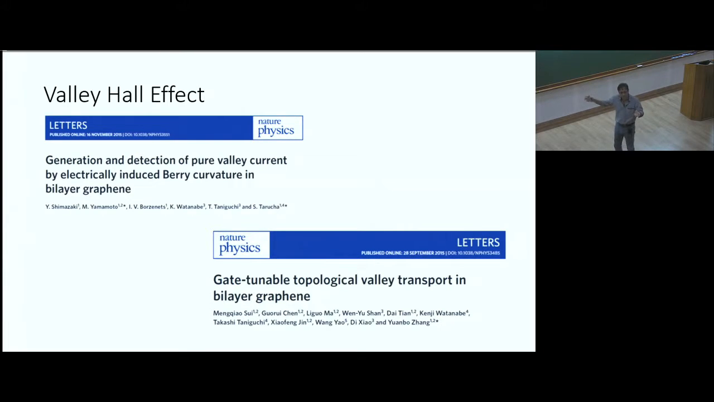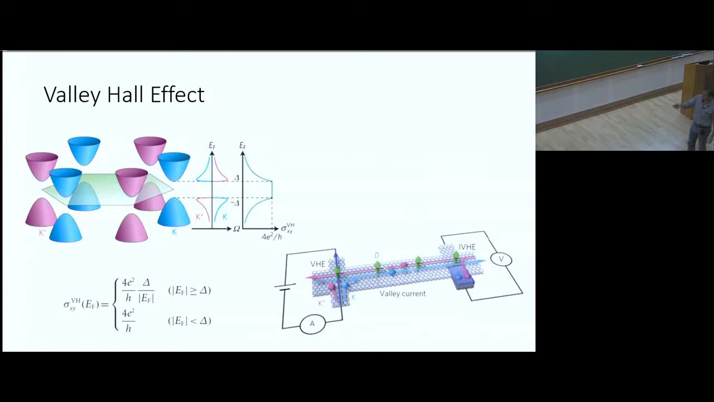This is also an aspect of topology in bilayer graphene. So let's understand a little bit about this. What they did is essentially open a band gap like this, and then because of the Berry curvature, the Berry curvature makes two valleys, K and K prime, move in opposite directions when they're injected. And that's exactly what happens.